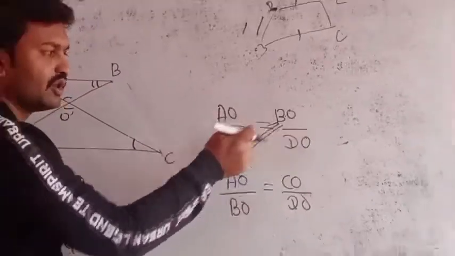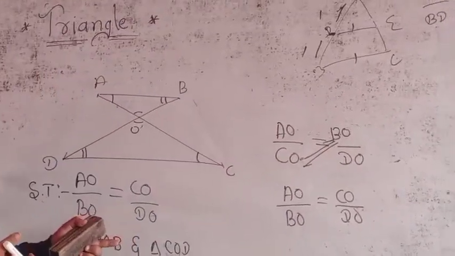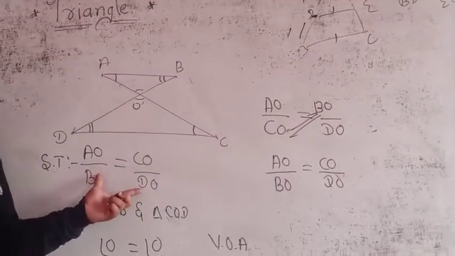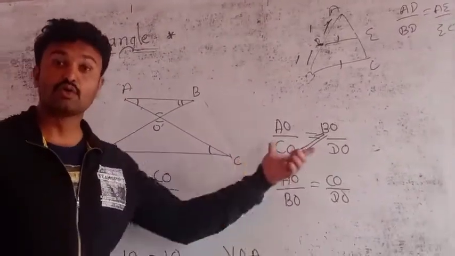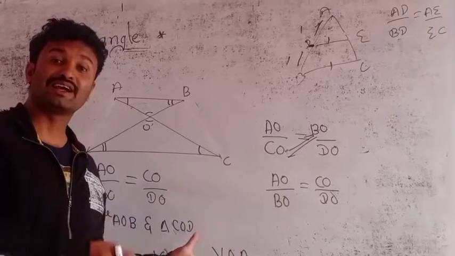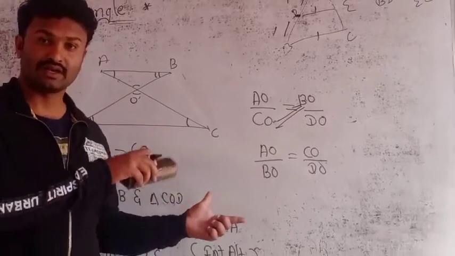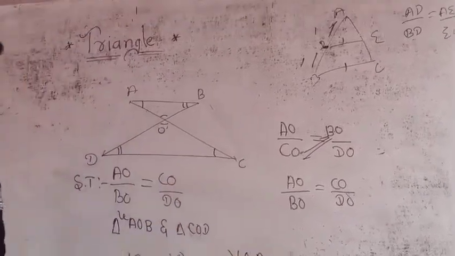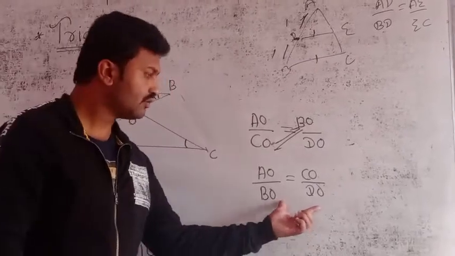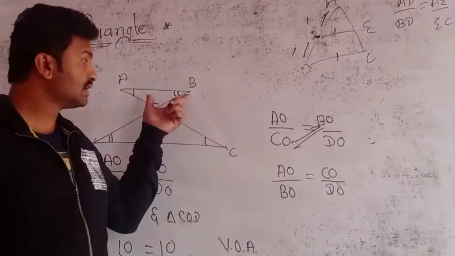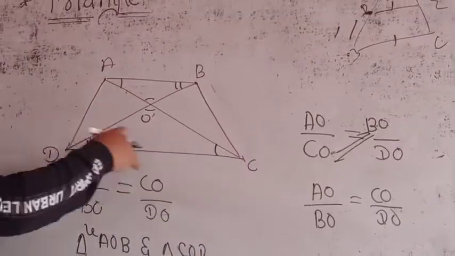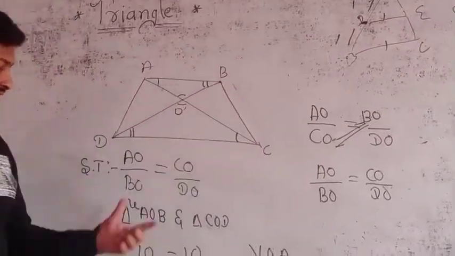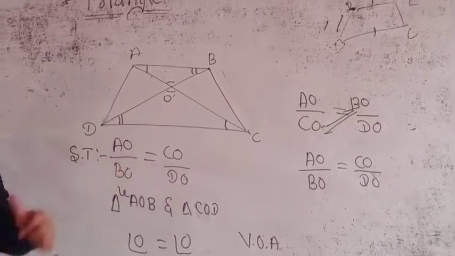I have to show this one and we got this one. Same answer. Hence proved. This is what we need to prove. We got the ratio: if in a trapezium the diagonals bisect each other, then the ratio holds.